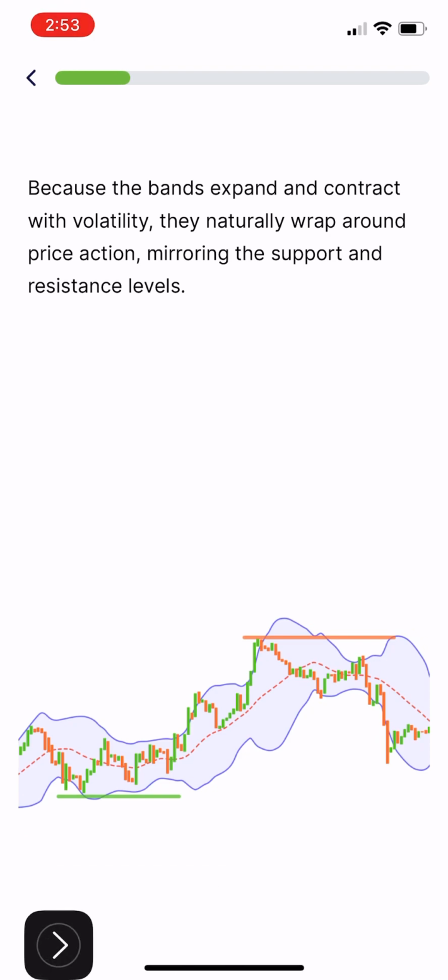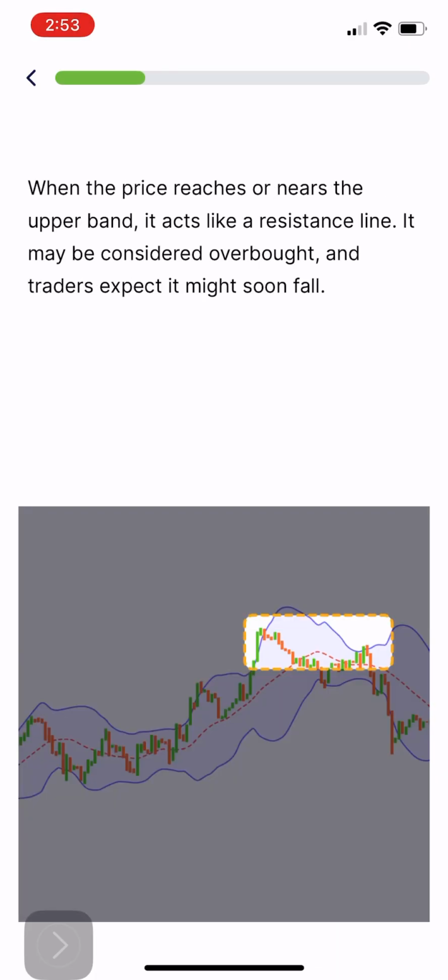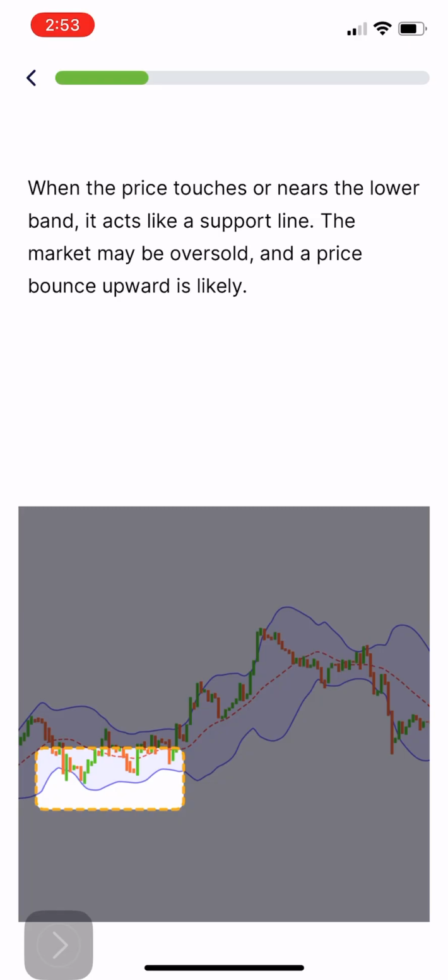Because the bands expand and contract with volatility, they naturally wrap around price action, mirroring the support and resistance levels. When the price reaches or nears the upper band, it acts like a resistance line. It may be considered overbought, and traders expect it might soon fall. When the price touches or nears the lower band, it acts like a support line. The market may be oversold, and a price bounce upward is likely.